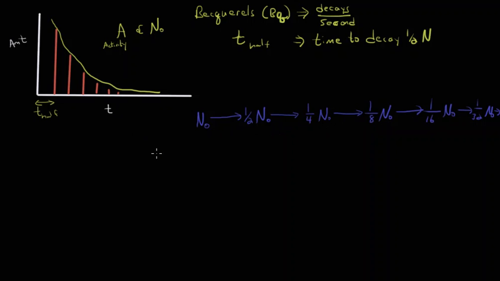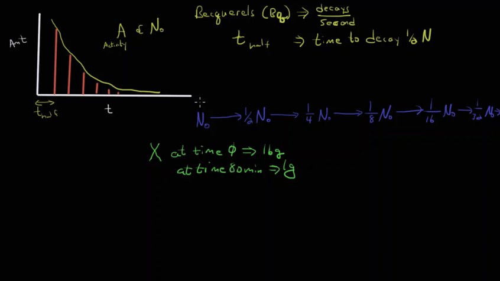Let's say we have radioactive isotope X, and it decays, and at time 0 we have 16 grams. At time 80 minutes we only have 1 gram left. So what is the half-life of this?